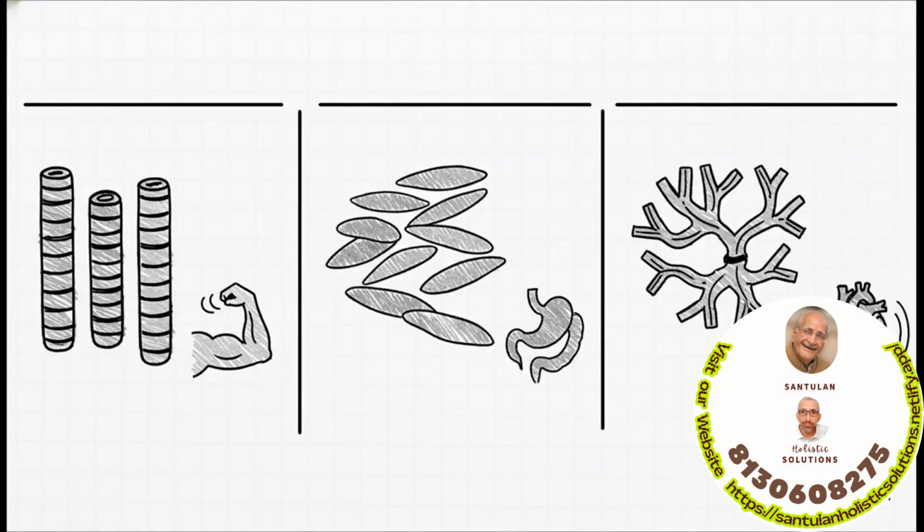You know, nature is just an amazing engineer. It didn't just create one type of cell, it created specialized cells for specialized jobs. For instance, you've got these long, powerful skeletal muscle cells for all your movements.